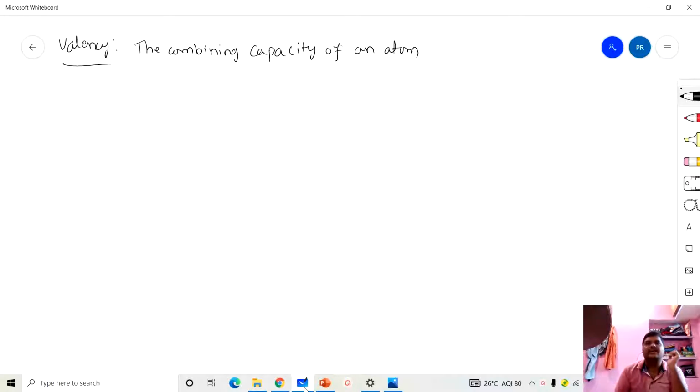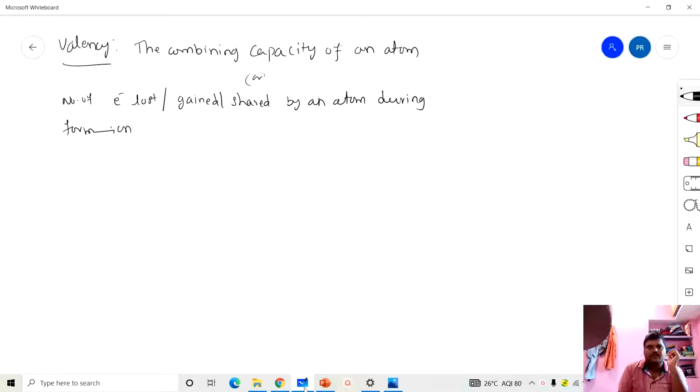One more definition I have given. What is that? The number of electrons lost or gained or shared by an atom during formation of a bond, that is called its valency.